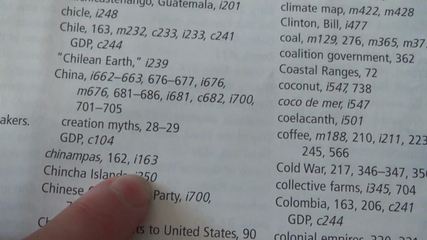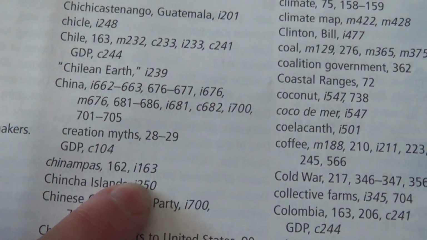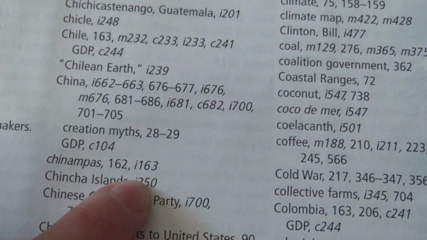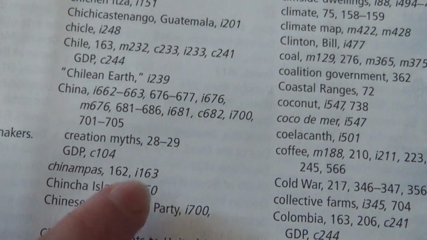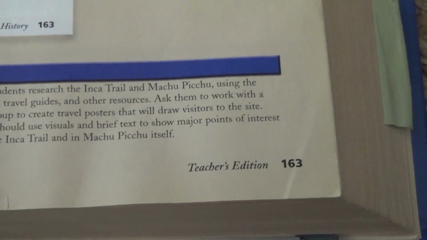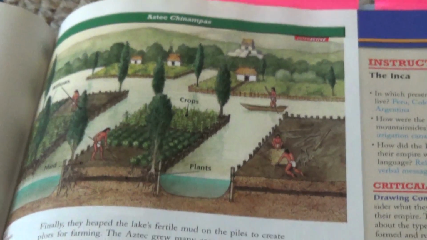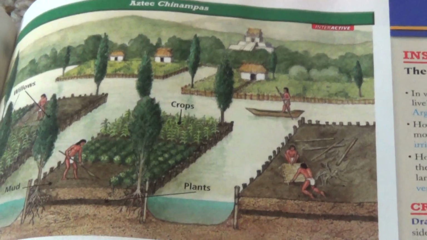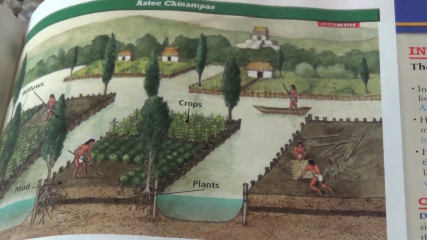The I stands for illustration. Illustration is another word for picture. So I'd go to 162 and 163, I'd look at the pictures, I would read the information, and I'd be able to figure out what a Chinampa is. I actually went to page 163, and on 163, up here, it actually does have the picture of the Chinampas. That picture would be very helpful in me understanding what it actually is.